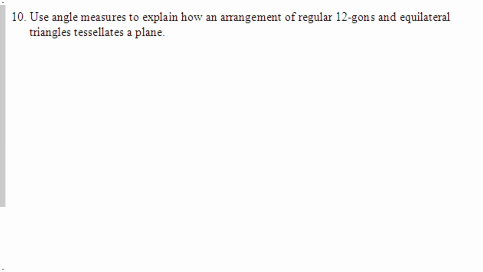Now, how can you use an arrangement, a combination of regular 12-gons, so dodecagons, and equilateral triangles to tessellate a plane? You have to remember, in order to tessellate, you have to get exactly 360 degrees around a single point. So all the way around here, terrible circle, I know, I need 360 degrees to fill it in perfectly.